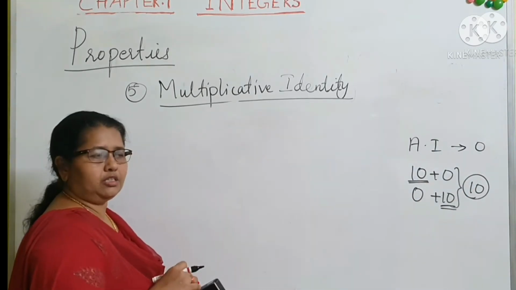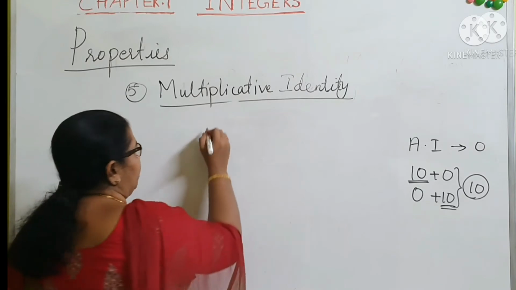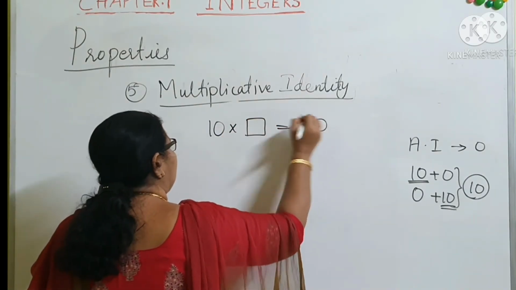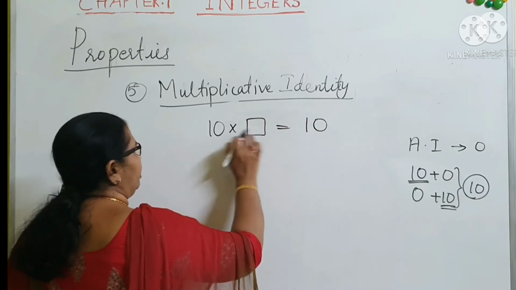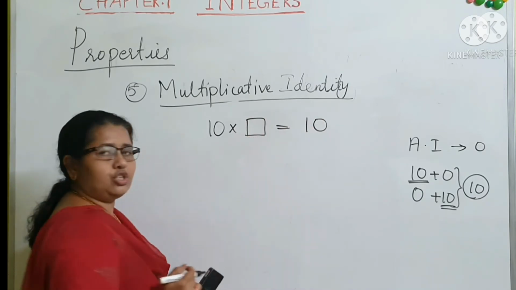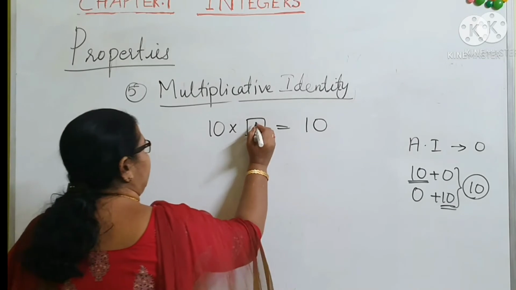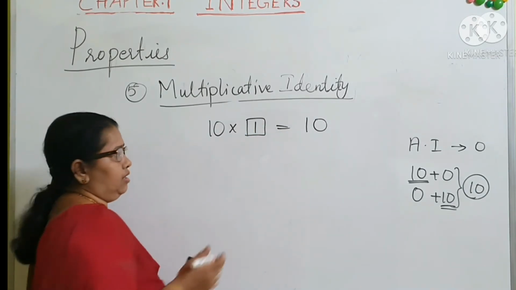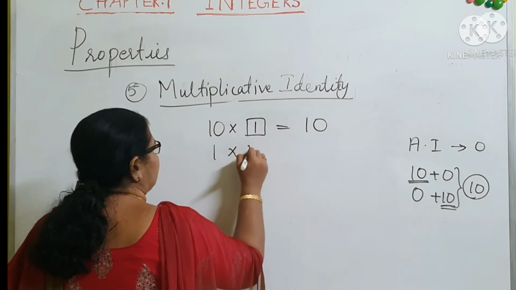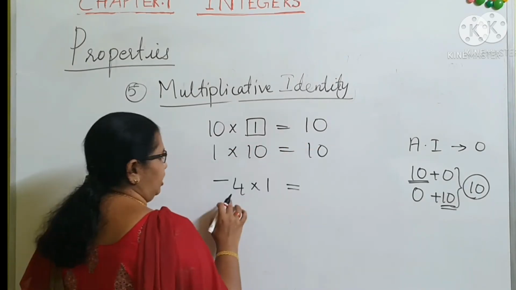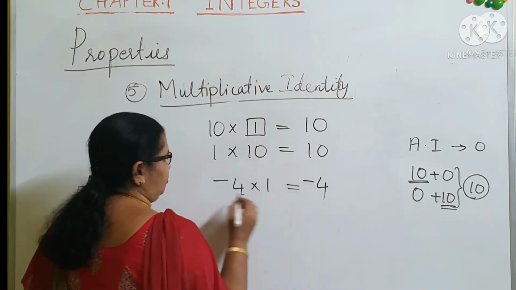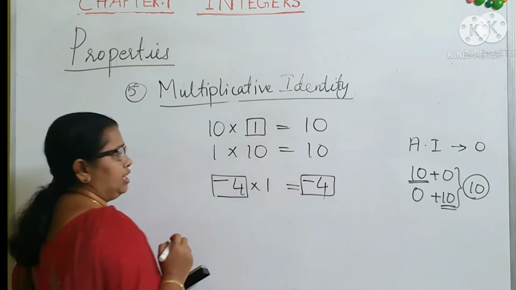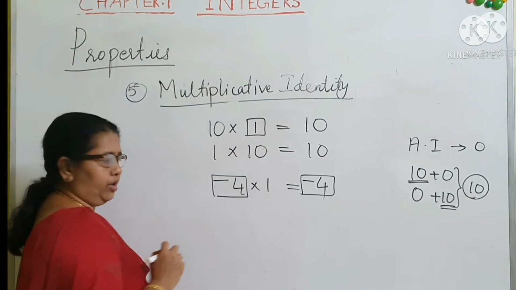Like this in multiplication, with which integer should we multiply an integer to get the same integer as the product? So 10 into dash is equal to 10. You know, 10 into 1 is equal to 10. Then 1 into 10 is also 10. What is negative 4 into 1? Negative 4. The same integer we got as the product.